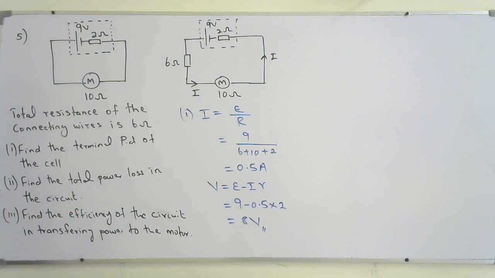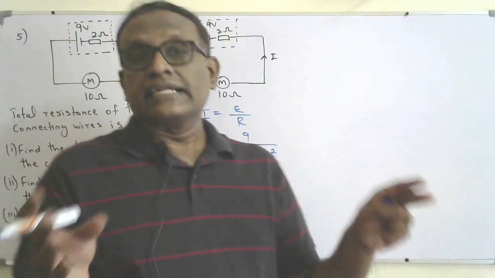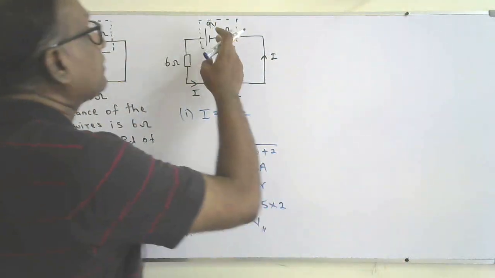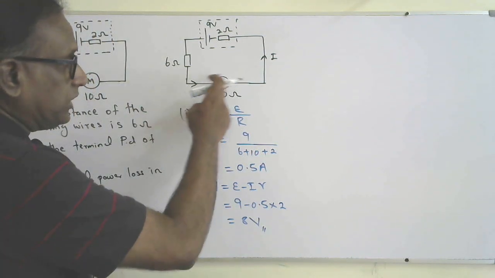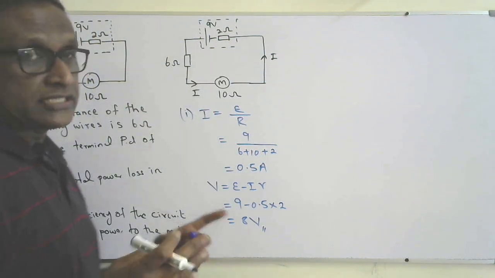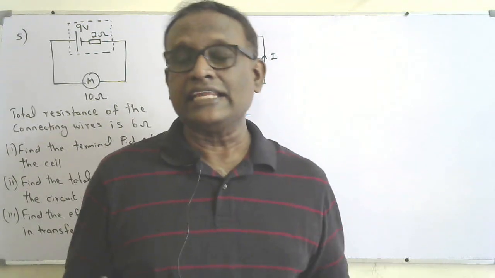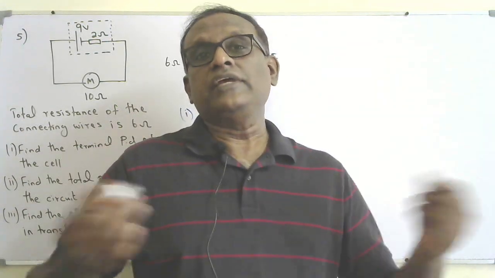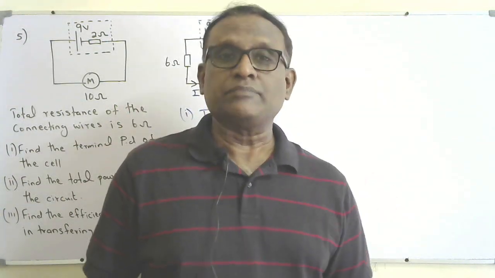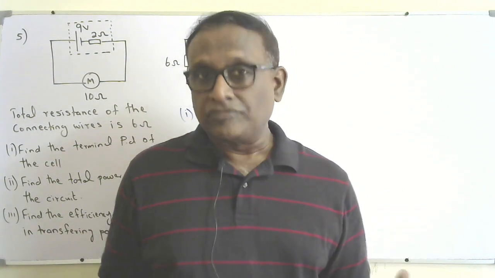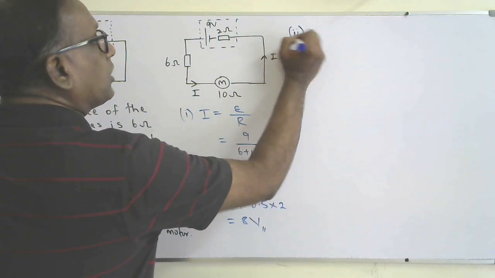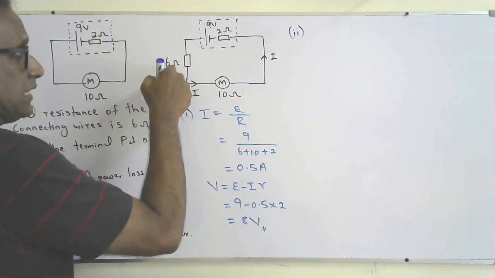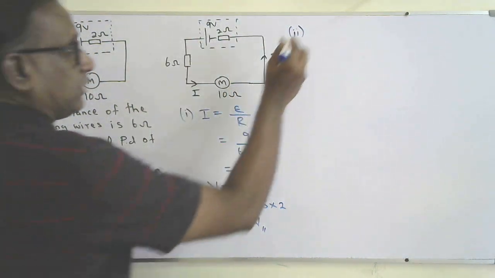Second part, find the total power loss in the circuit. So total power loss will be in the connecting wires and the internal resistance. Total power loss, the power wastage. Total power loss in the circuit means unwantedly we are losing power. Anyway, the motor has its power, it needs power for that. So the total power loss in the circuit will be power loss in the internal resistance as well as power loss in the connecting wires.